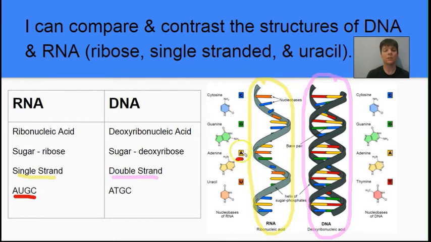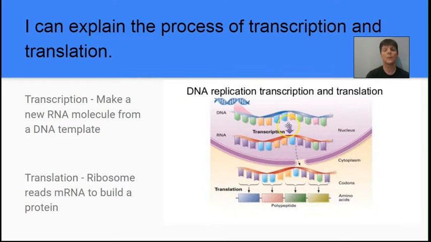RNA contains the sugar ribose. DNA contains the sugar deoxyribose. RNA contains the bases A, U, G, and C. DNA contains the bases A, T, G, and C. So these are the main differences. RNA contains ribose, it is single-stranded, and it has the base uracil.